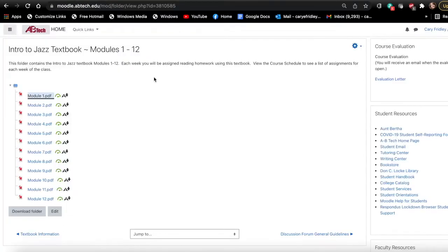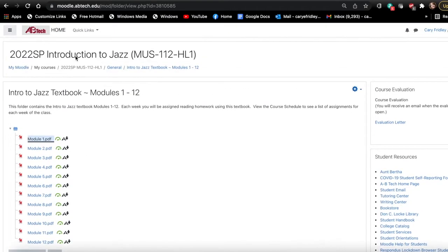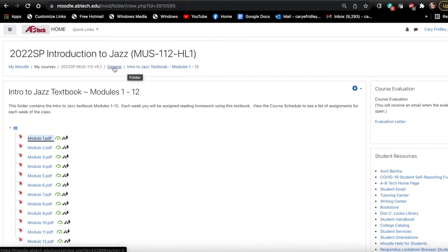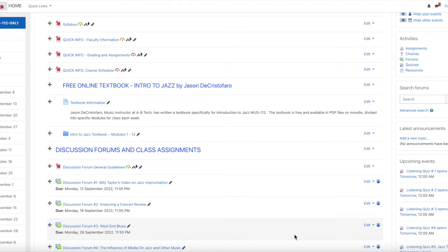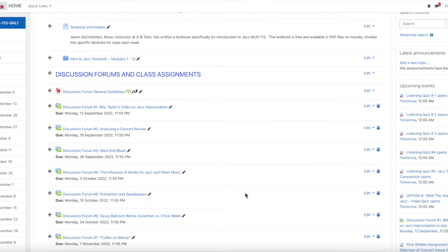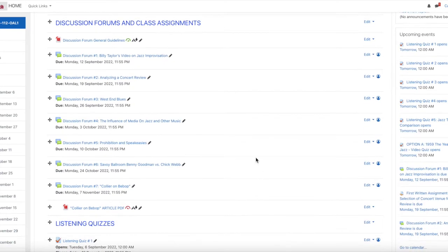And after you do your reading, let's X out of there, go back to general. You come back out to the course and you look at the discussion forum for this week. So take a look at the discussion forum general guidelines and then attempt discussion forum number 1. And it is due Monday night, 11:55 p.m.